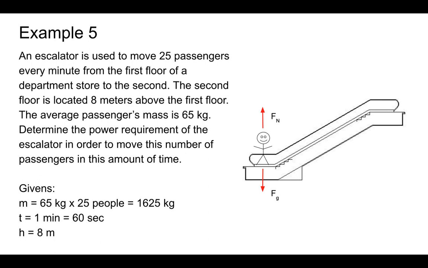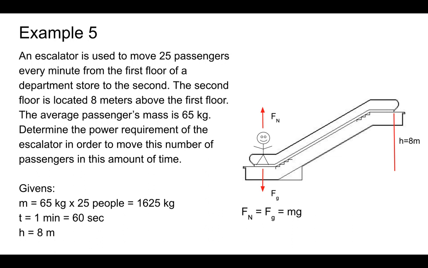Now, the other thing I want to draw on this picture is the height of the escalator, which is 8 meters. So like I was just saying, because this escalator is taking this person up at a constant velocity, that means that the forces are balanced because there's no acceleration, there's no net force. So the normal force is going to be equal to the force of gravity. Okay, so normal force equals force of gravity, which is mass times the acceleration of gravity.